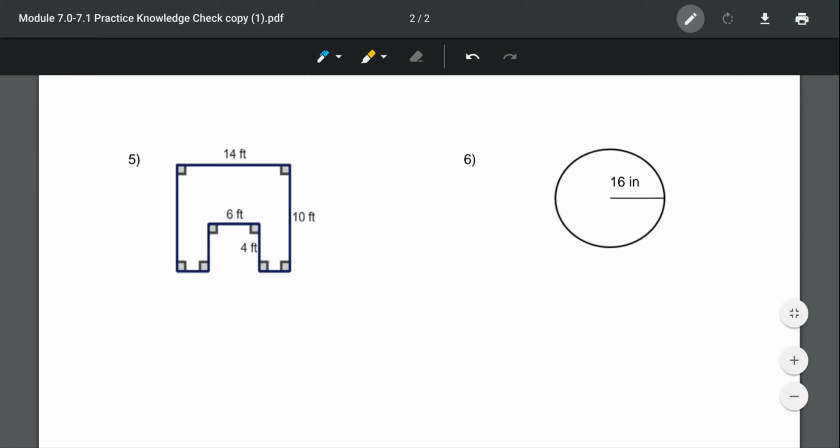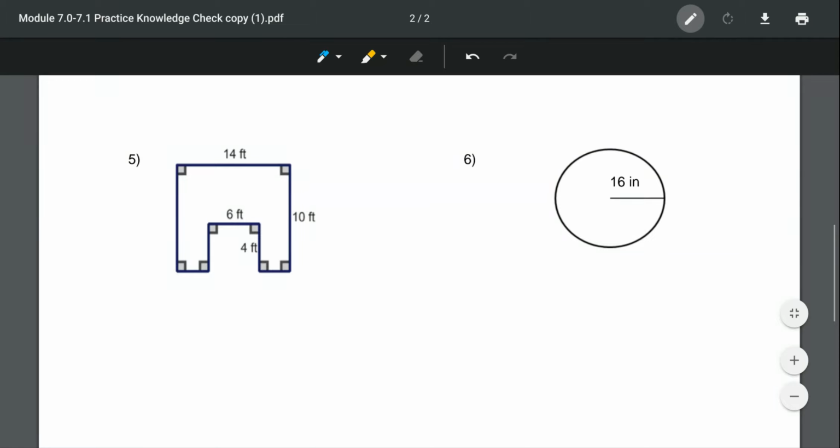Okay, this video is a continuation of the practice knowledge check for Module 7, covering Section 7.0a and 7.1b. So in number 5 and 6, we're also going to be finding area and perimeter or circumference. So for number 5, we have another complex shape.